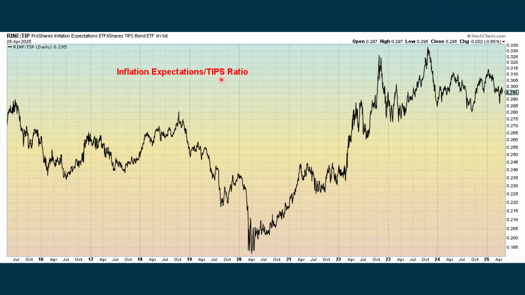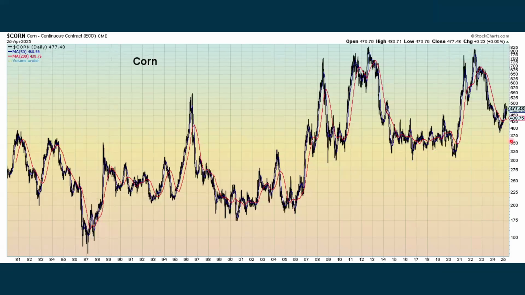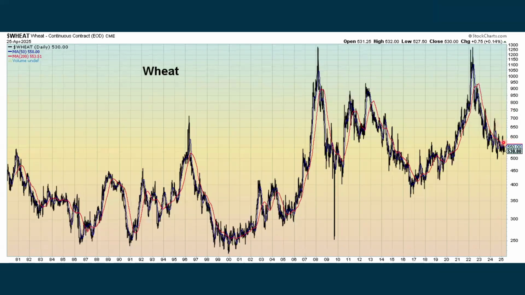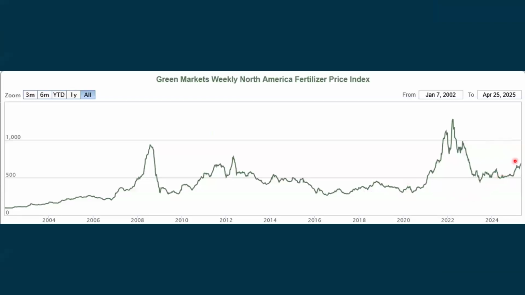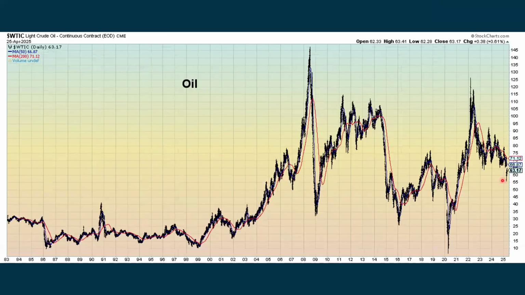This is the vehicle or vehicles that people get into when they're worried about inflation going up and interest rates going up. We're not really seeing much of a change with this overall ratio right now. And we look at aluminum, which is in a downtrend. Corn is still in an uptrend. Wheat is in a downtrend. Fertilizer is coming up a little bit, but not really spiking up the way we saw it back in 2022. Lumber is in an uptrend, but pulling back, actually getting close to its 200-day moving average.